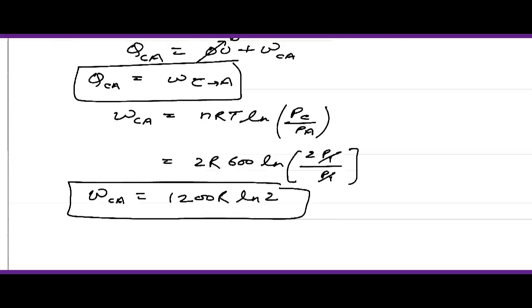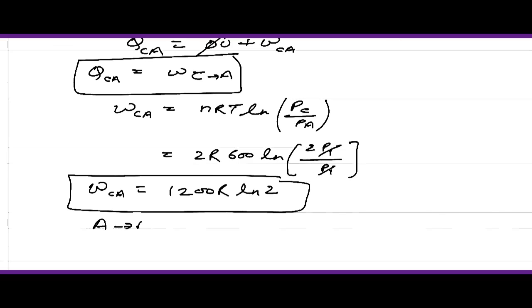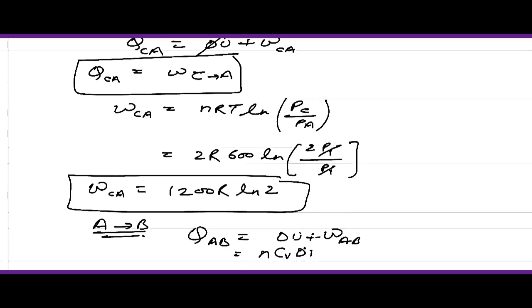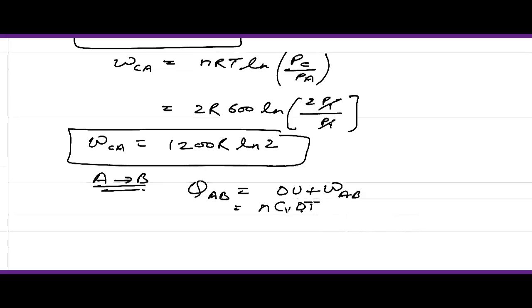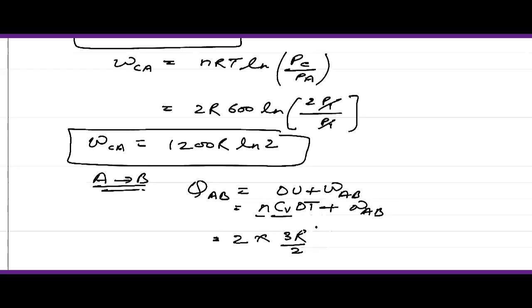Now again, if we talk about the process A to B, by the first law of thermodynamics we can say that Q_AB is equal to delta U plus W_AB. So this will be equal to nCV delta T, the internal energy, where CV is the specific heat capacity at constant volume, plus W_AB. Now the number of moles is given, that is 2, and for a monoatomic gas, CV is 3R by 2.